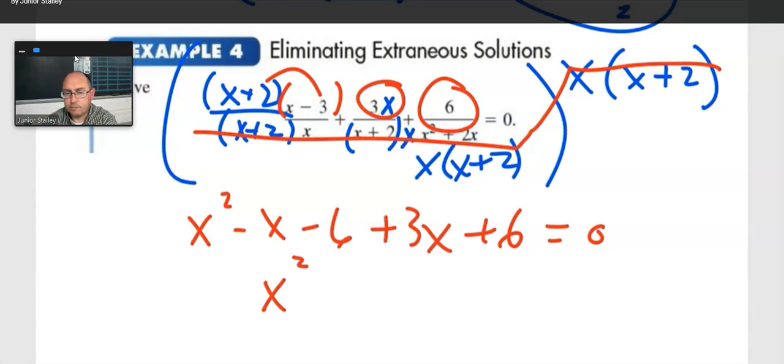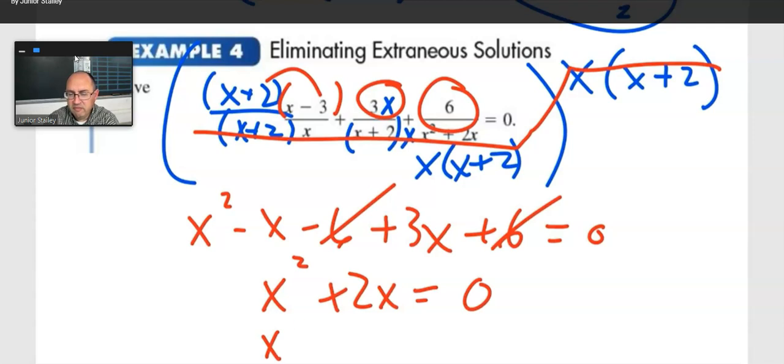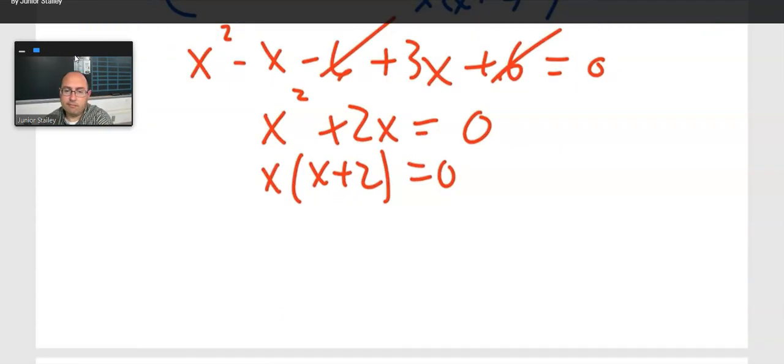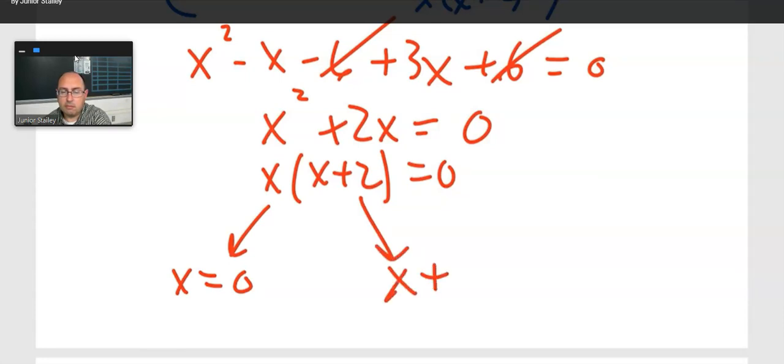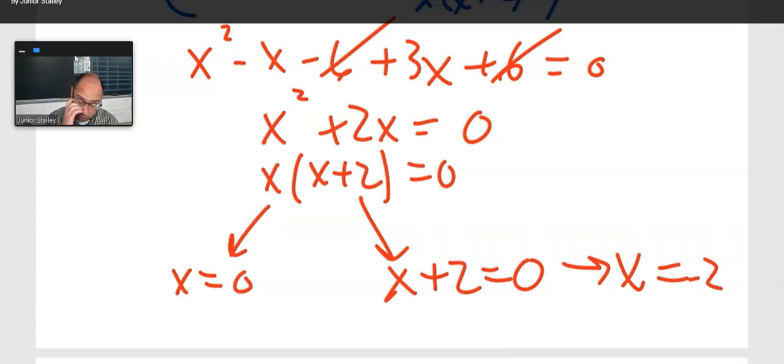Broken record, seems like we're doing a lot of this. The minus 6 and the plus 6 cancel out, and so that's x times x plus 2. Factor it, equals 0. So we get x equals 0, and x plus 2 equals 0, which is x equals negative 2.